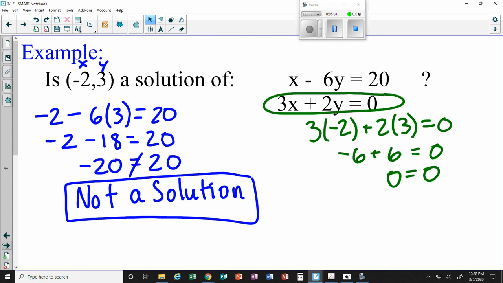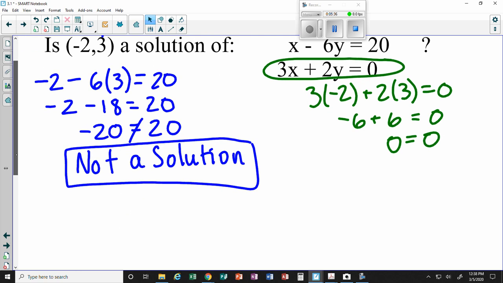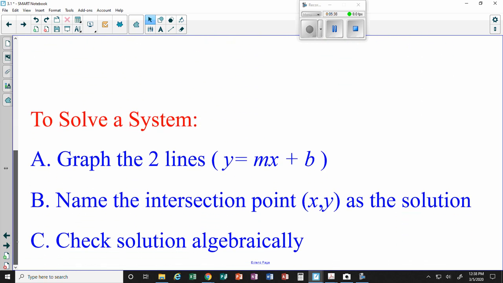All right. So directions are to solve a system by graphing. You graph each of the lines. Then you find out where they intersect. Okay, and then we can check it algebraically to make sure it works. Well, that's the check that we just did. Plug your solution in, see if it works, make sure it works for both. Okay, that's how you check it.